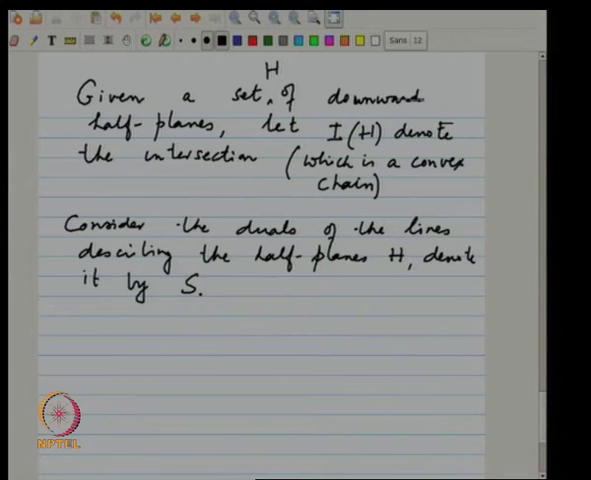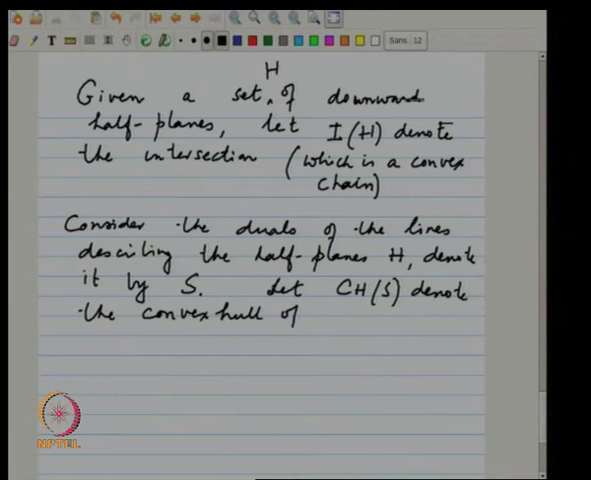Okay. So, we are given this set H of downward half planes. The half planes are described essentially by a bounding line and which side of the line. So, we know that it is the downward side that we are looking at. Now, we consider the duals of the bounding lines that describe the half planes. So, that duality is defined, right? There is a line to point duality. Those points I am calling S. Okay. Let CH of S denote the convex hull of S.